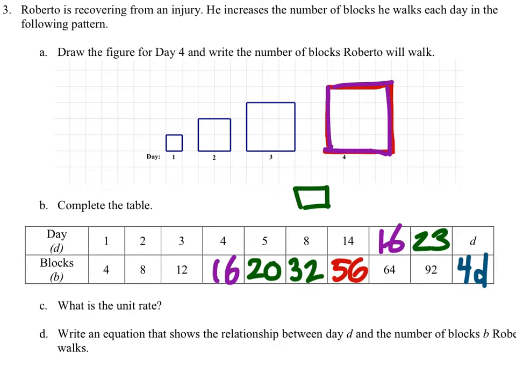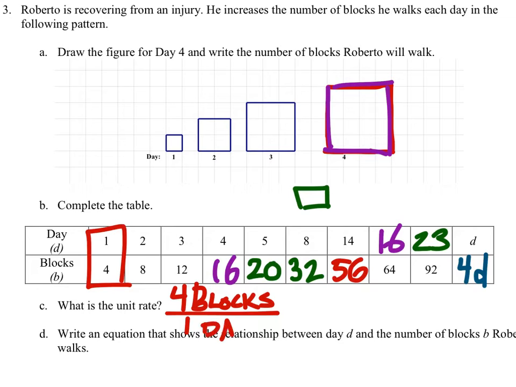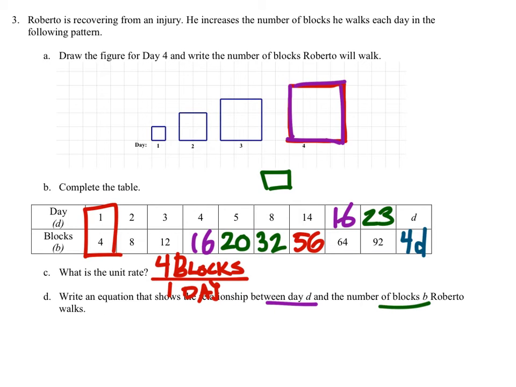What is the unit rate? Well, we can see one right here in the table. We got 4 blocks for 1 day, or per day. So that means we should be able to write an equation. It shows that D is the day number and the blocks B. And so we have to not confuse that with the 6. In this equation we can see that we solved for the number of blocks walked.